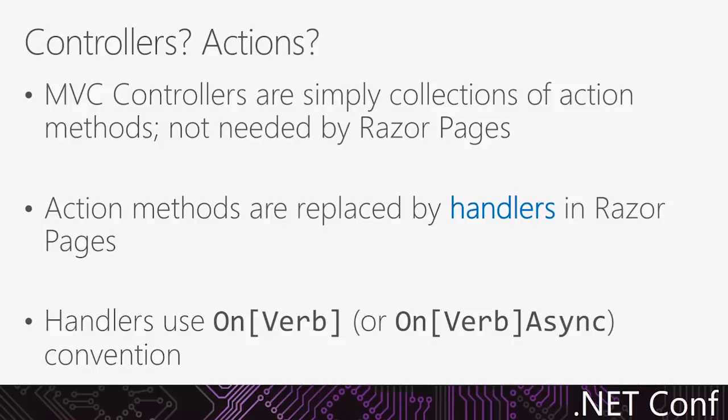In Razor pages, controllers and actions have been replaced by handlers. Handlers live on Razor pages and use a naming convention of on plus the HTTP verb being used. For example, we just saw onGet. Another example would be onPost. If your handler is async, then it would use the naming convention onGetAsync or onPostAsync. The page, instead of the controller, becomes the unit of organization of multiple handlers. Obviously, this model works best for page-based workflows.